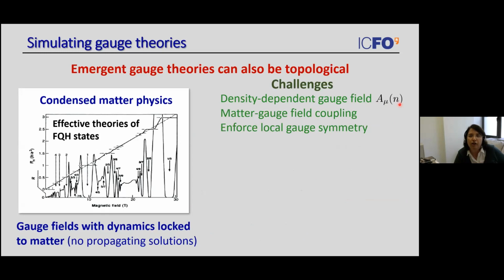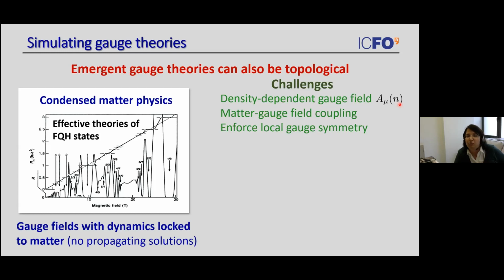So I told you before, the fact that this magnetic field needed to be proportional to the density of matter, that was the local gauge symmetry for the Chern-Simons gauge theory. Yeah? So that's a bit like the Gauss law, but for this particular gauge theory.